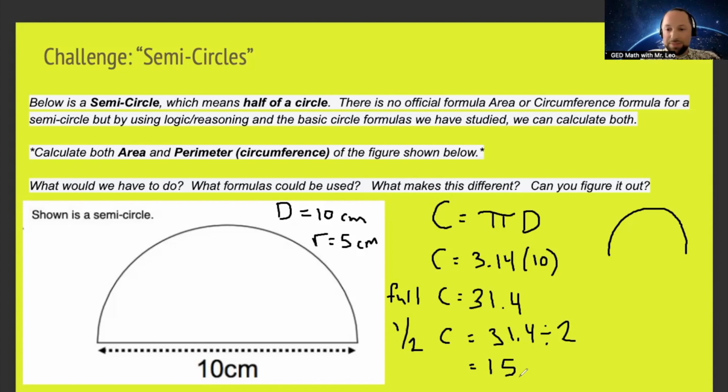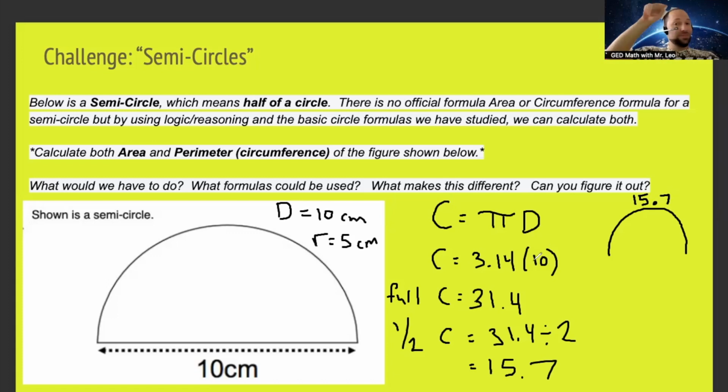Now here is the big deal. Some people love to stop right here and say that's the answer. But are we really done? We want the outside of this shape. Now, if you look at it, how many sides does this semicircle have? It's got 2 sides. It has a straight side indicated as 10 centimeters, and it has the curve. We just found the curve. We found a full circle and cut it in half, and we got 15.7. That's the hard part. But don't stop here.